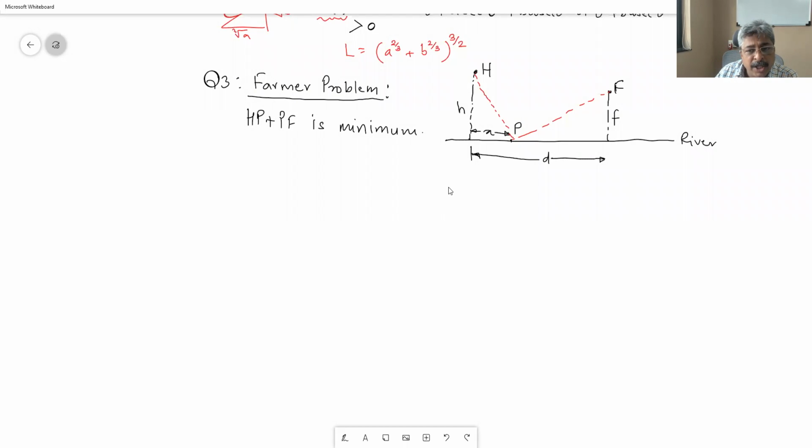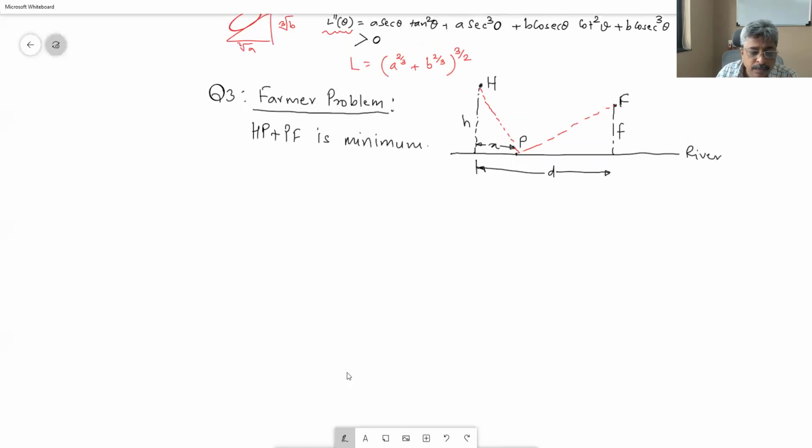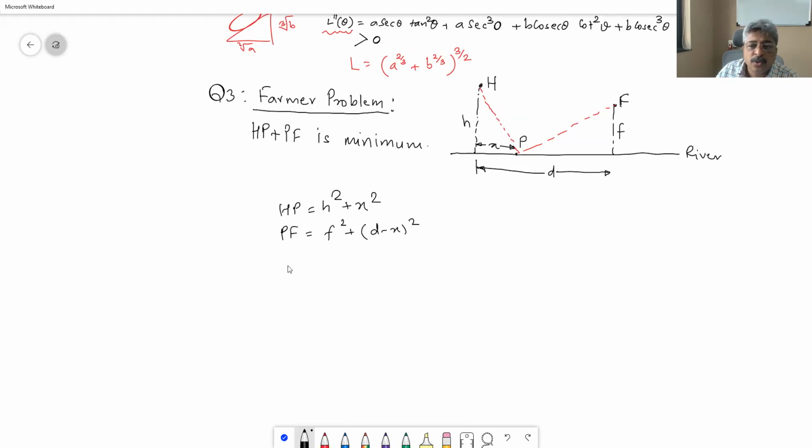Now, using the Pythagoras theorem, we can find HP. HP is the square root of h square plus x square. And PF is going to be the square root of f square plus (D minus x) square. So HP plus PF, we call it length with respect to x: L(x) equals the square root of h square plus x square plus the square root of f square plus (D minus x) square. This is your function. If you differentiate and equate it to zero, you get a critical point, which is x equal to hD upon h plus f.